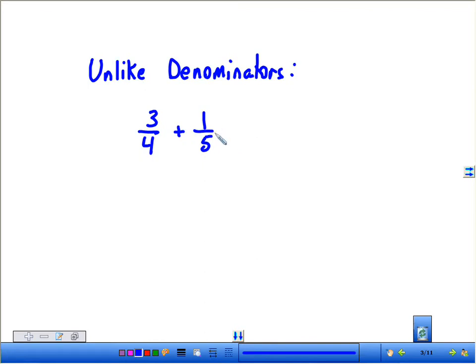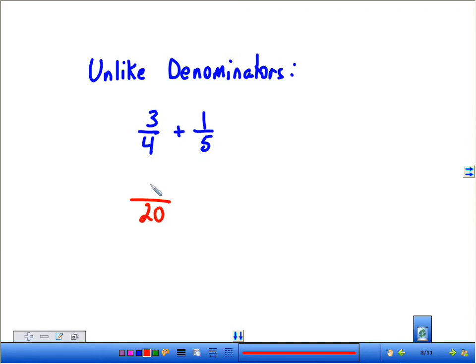Unlike denominators are a little bit different. Well, just like we know how to add and subtract fractions that have unlike denominators, we find a common denominator. So 4 times 5 is 20. So our common denominator is 20.